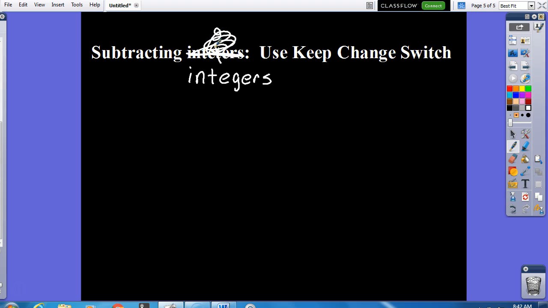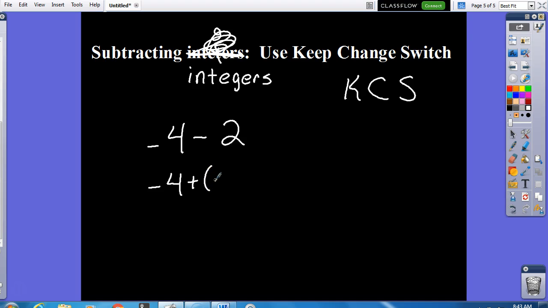Okay, subtracting integers, we use keep, change, switch. From now on, whenever I refer to that in class, I'm just going to use the first letters of them: keep, change, switch. The nice thing about this is it just changes it back into an addition sentence. So if I have negative 4 and I'm subtracting 2, I can use keep, change, switch just to make this an addition sentence again. My keep is negative 4. I'm just going to rewrite it right below it. My change is going to be changing it from subtraction to addition. My switch will make this 2 into negative 2.